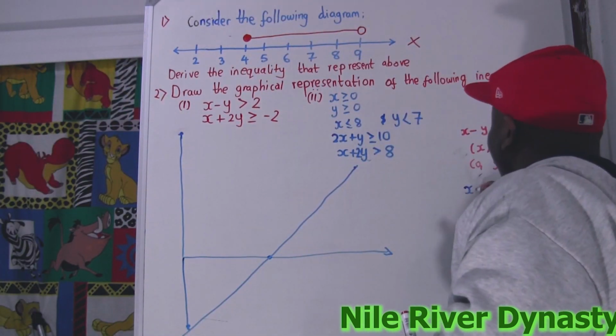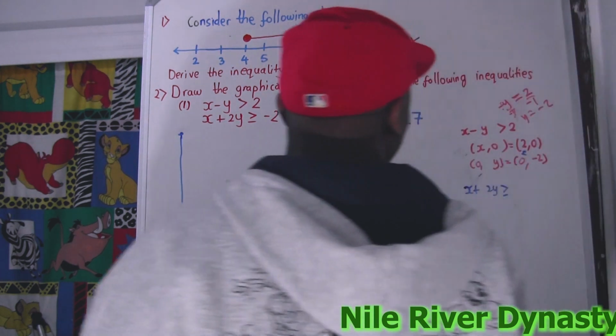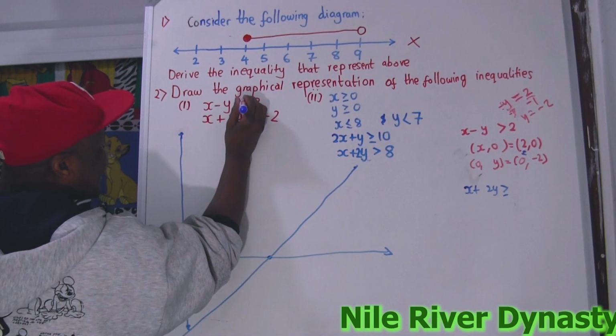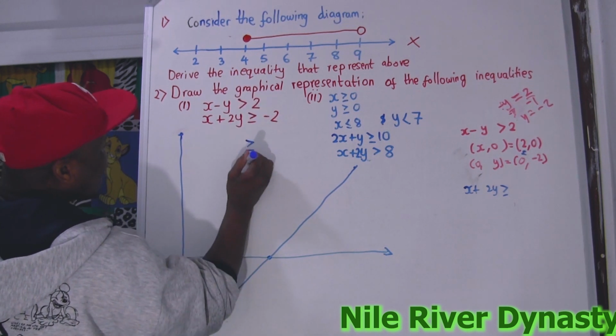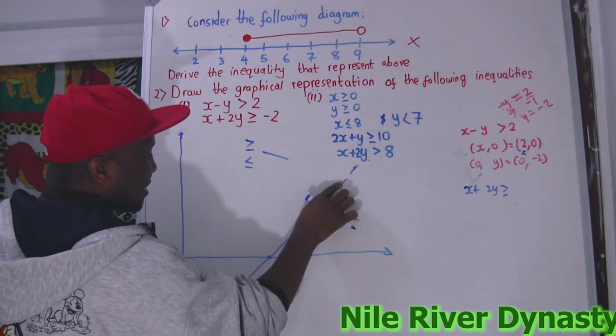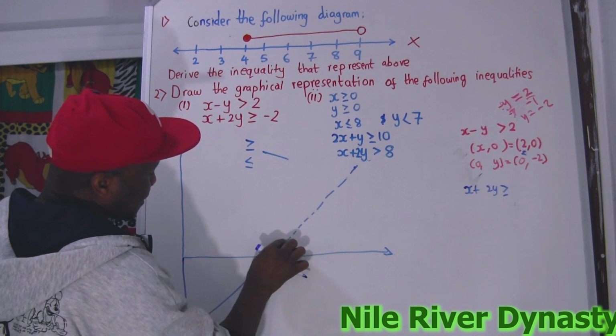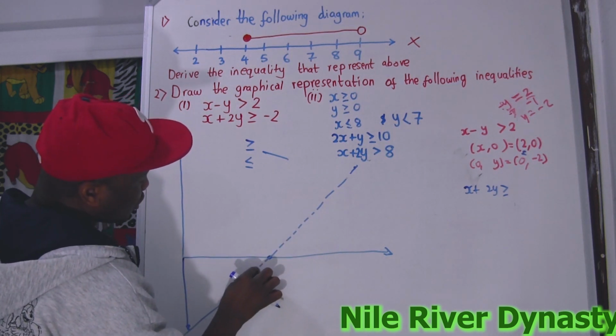We'll do the same thing. x plus 2y. No, I'm wrong. You know why I'm wrong? Because this is not double: only when it's like this, or like this, do you draw a solid line. But for this case, since it's a single inequality sign, it means you exclude the line, so it must be a dotted line. So make sure you draw a dotted line.